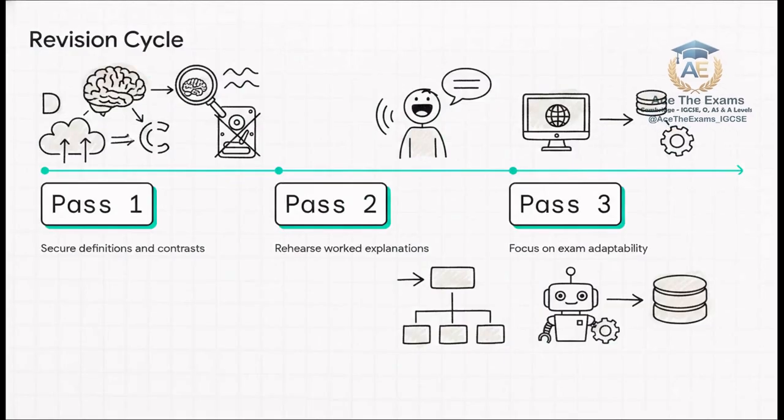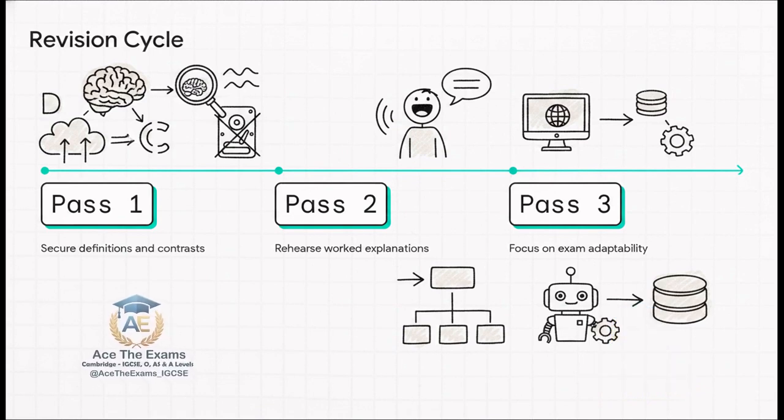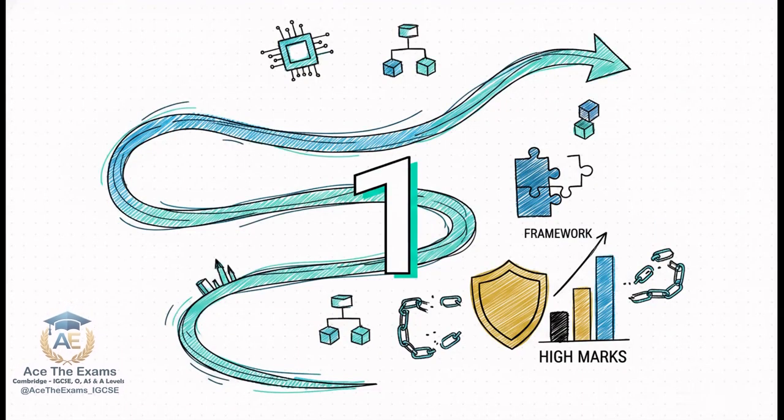So the real trick is how you train yourself to produce those top-band answers naturally every time. You've got to use the 0478 revision cycle. Pass 1, secure your definitions and clearly contrast similar terms, so you literally never confuse memory and storage again. Pass 2, rehearse those worked, structured explanations out loud. And Pass 3, exam adaptability. You mix up the scenarios, take the exact same concept and apply it to a website, and then a robot, and then a database. The number one thing, just remember this.